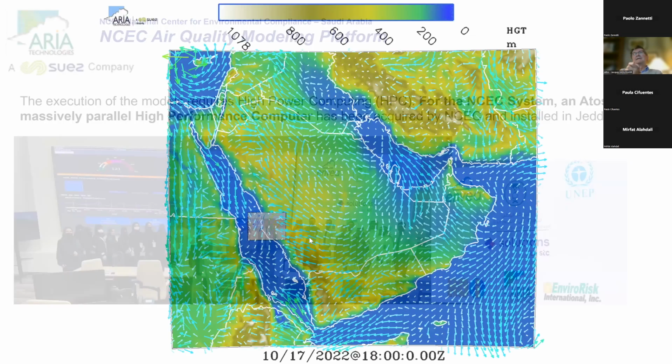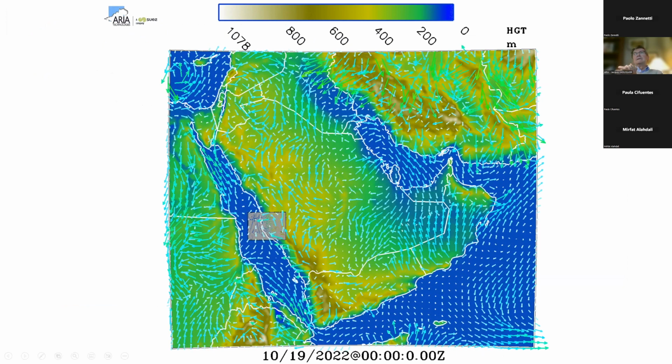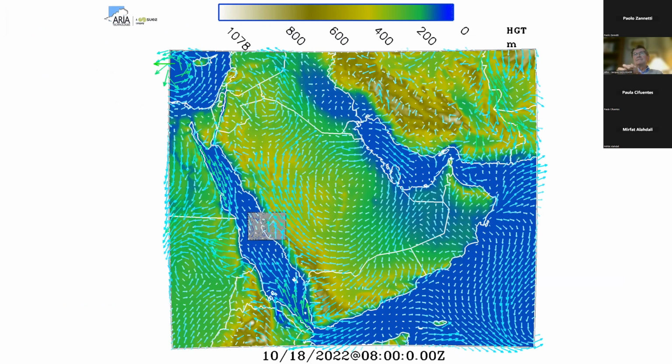And I hope this will be moving. Yes. Do you see it moving? Is it actualizing properly? Yes.